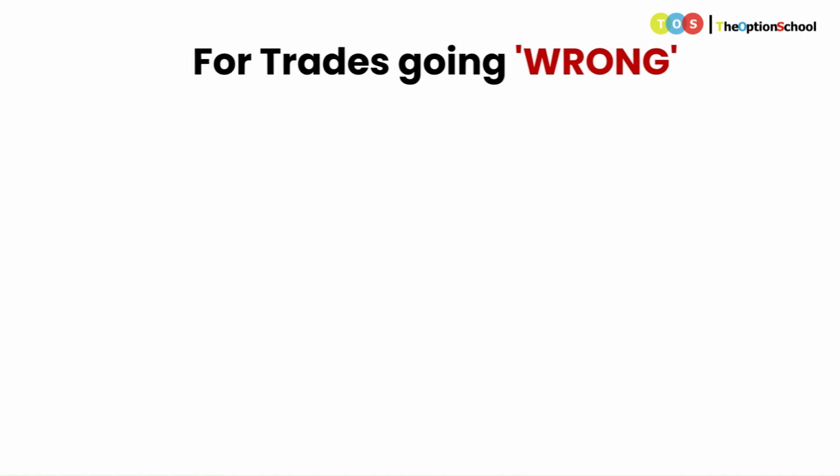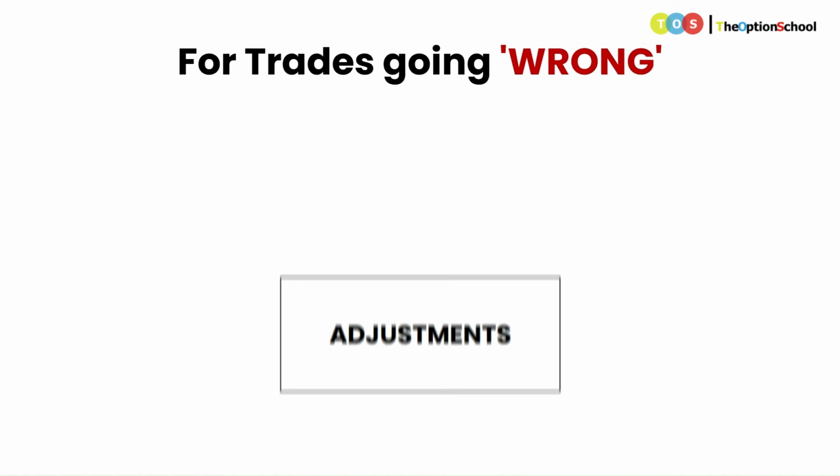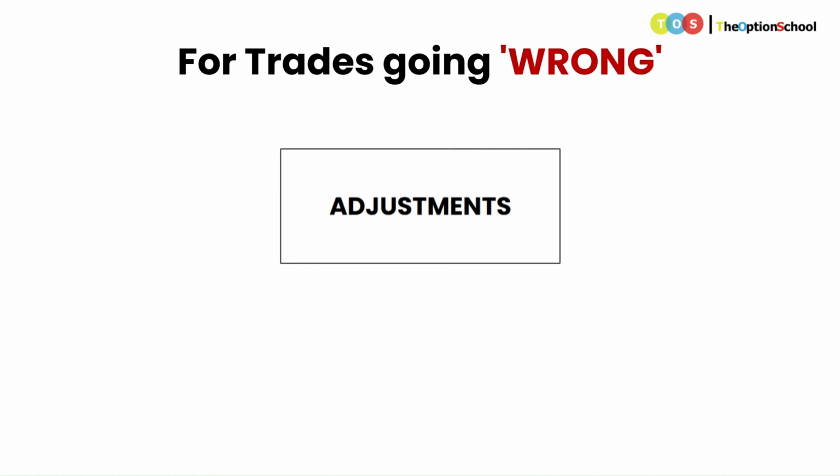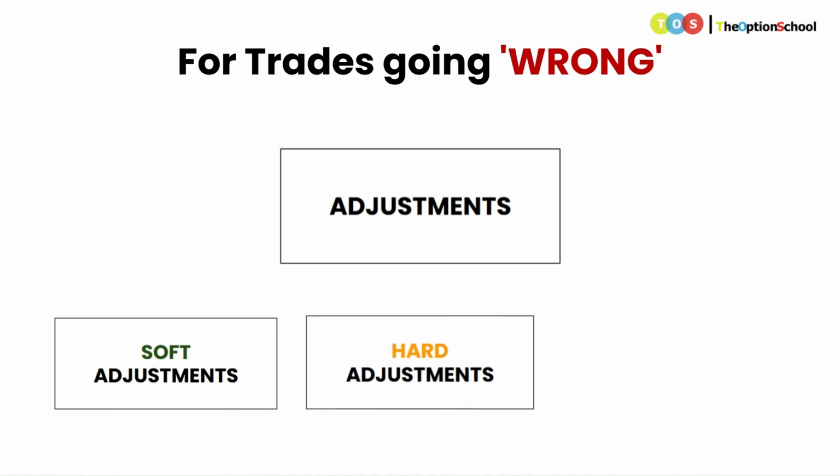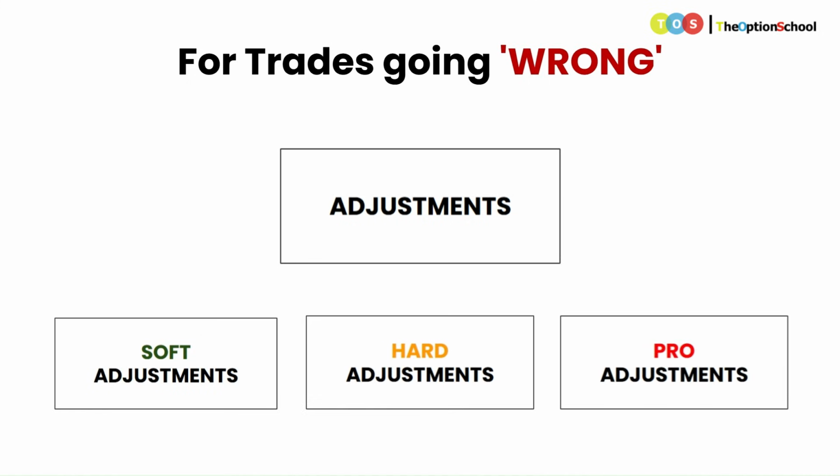For any trade which has gone wrong, obviously we will make adjustments. There can be multiple adjustments. We generally categorize them into three categories: soft adjustments, which are simple, easy adjustments; slightly hard adjustments, so the second category is hard adjustments; and finally pro adjustments. How well you can make these adjustments in your trades differentiates you from mass traders. Let me show you these adjustments through some examples wherein I will take different kinds of adjustments.